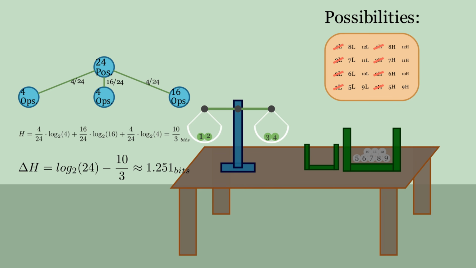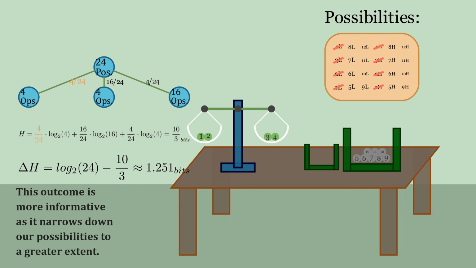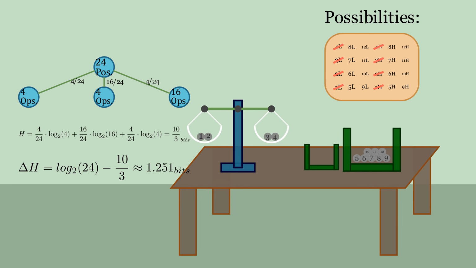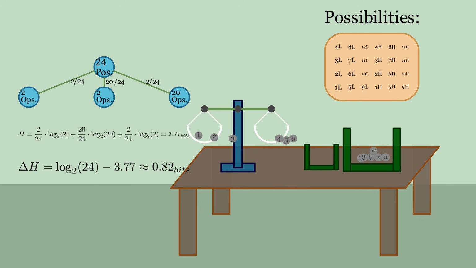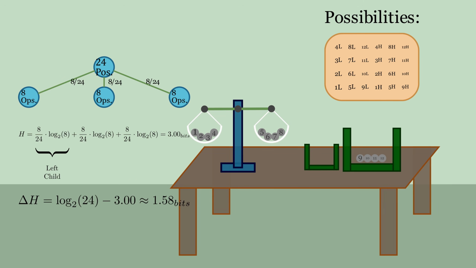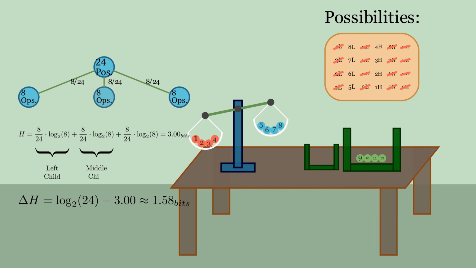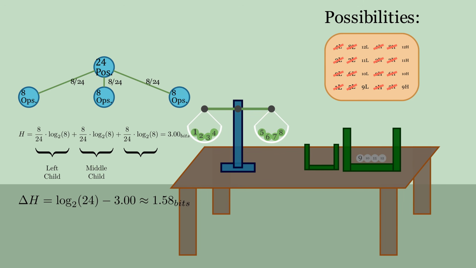There's also a high-risk, high-reward situation going on here, because the more informative an outcome is, the less likely it is to happen. So if we want to find the most informative weighing, we need to find the sweet spot. As it turns out, we get to this sweet spot when the possibilities are equally divided between all outcomes. That would happen if we weighed 2 groups of 4 against each other. Here's the remaining possibilities for the left child, the middle child, and the right child.